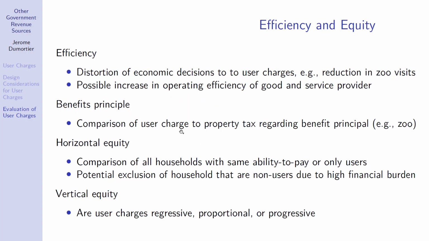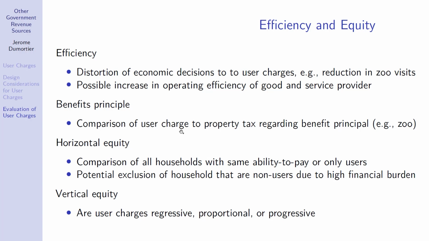Now, in terms of efficiency and equity, remember that efficiency measures whether the charge is providing an incentive or is distorting prices and distorting economic decisions. So, for example, if you have the user charge for the zoo visit, then what type of economic decisions are distorted there, if at all? It's also possible that you actually have an increase in the operating efficiency of the good and service provided, because the agency has to respond to the economic incentives or the economic demand of the service by the users.